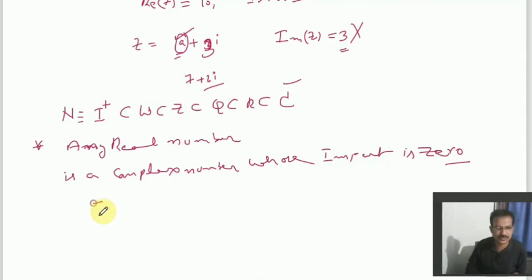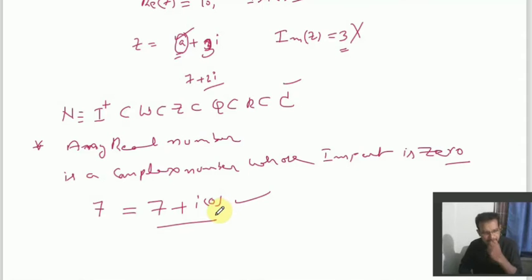Suppose 7 is a real number. Of course, it is a natural number also. So 7 can be written as 7 plus i into 0. Therefore, it is a complex number whose imaginary part is 0.